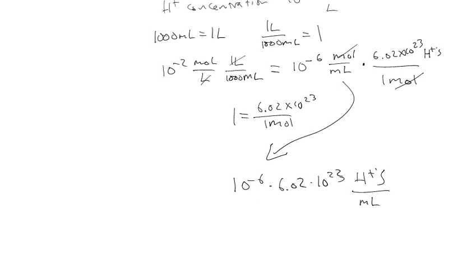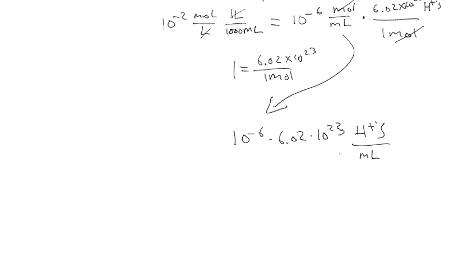Now we know how many H pluses we have in one of our milliliters, but we have 7 milliliters. So we can just multiply this by 7, and we get the number of H pluses in the cup of acid I gave you. So it's 7 times 10 to the minus 5 times 6.02 times 10 to the 23rd H pluses.